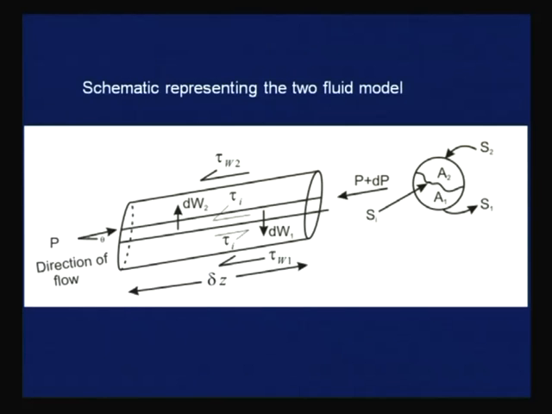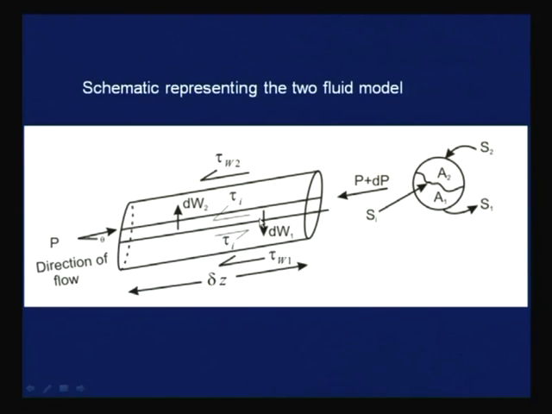The only thing which is going to vary when the two phases are not so well separated is the area over which tau I acts and the magnitude of tau I as well. In this particular case it is pretty straightforward evaluating SI, the interfacial wetted perimeter along which tau I is acting. It will be much more complicated when the two phases are mixed together.